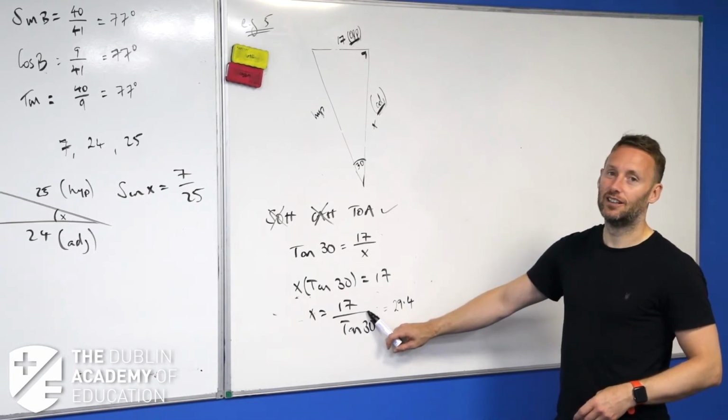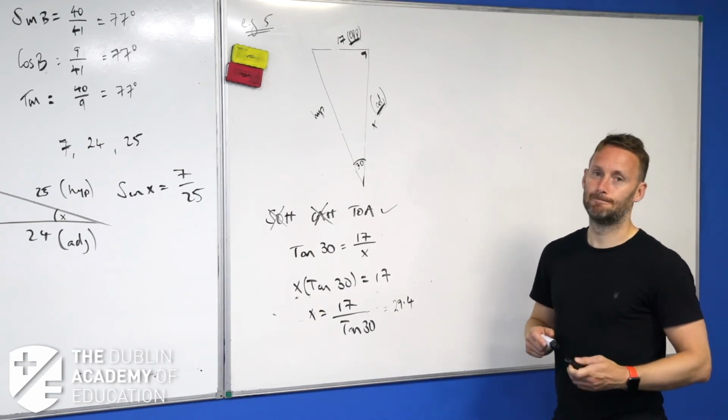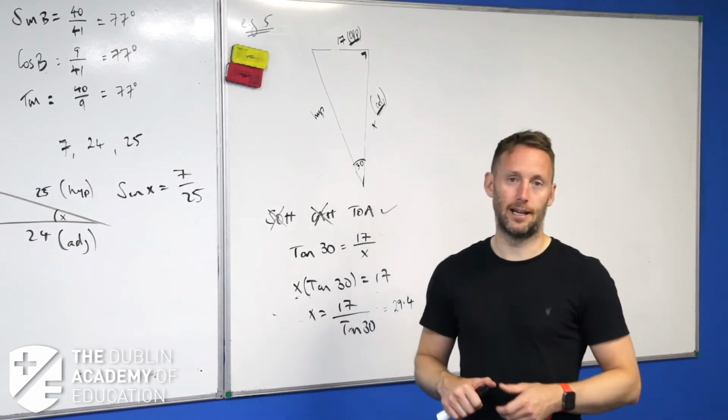Because we're not looking for an angle. Alright, so we only get the shift when we're looking for the angle. Alright? Lovely. And that's sin cos tan.